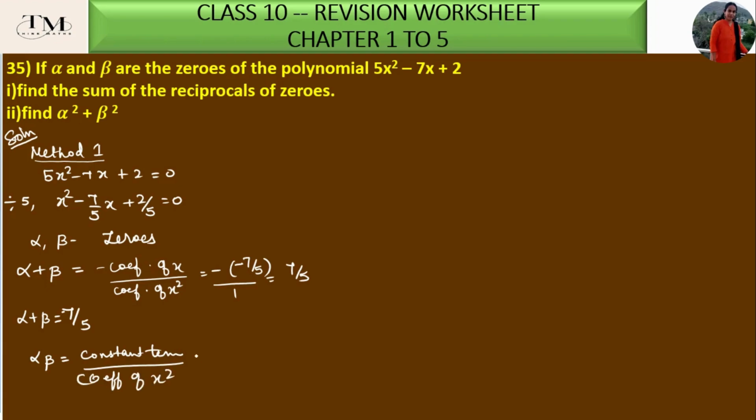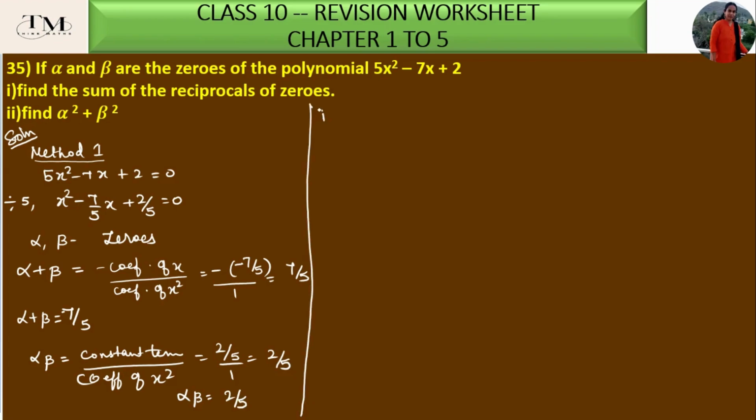Okay. So what is the constant term? Constant term is 2 by 5. Coefficient of x square is 1. So we get 2 divided by 5. So alpha beta is equal to 2 by 5. Now we are going to use these values.